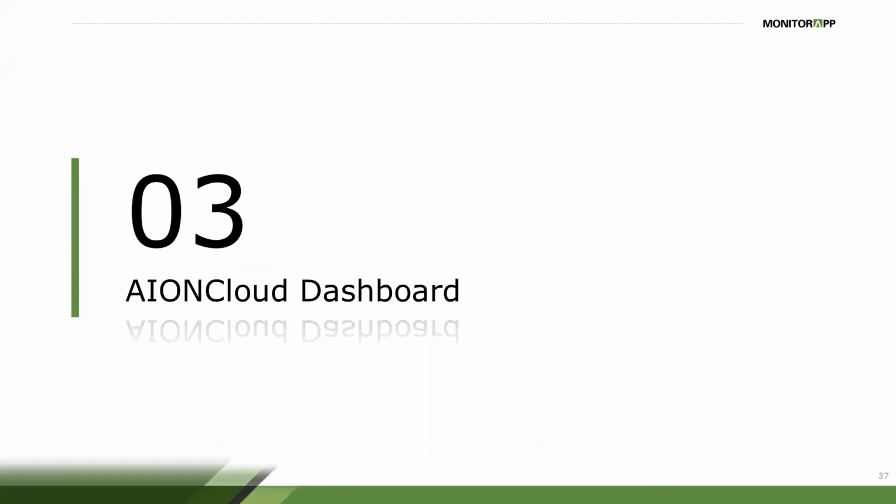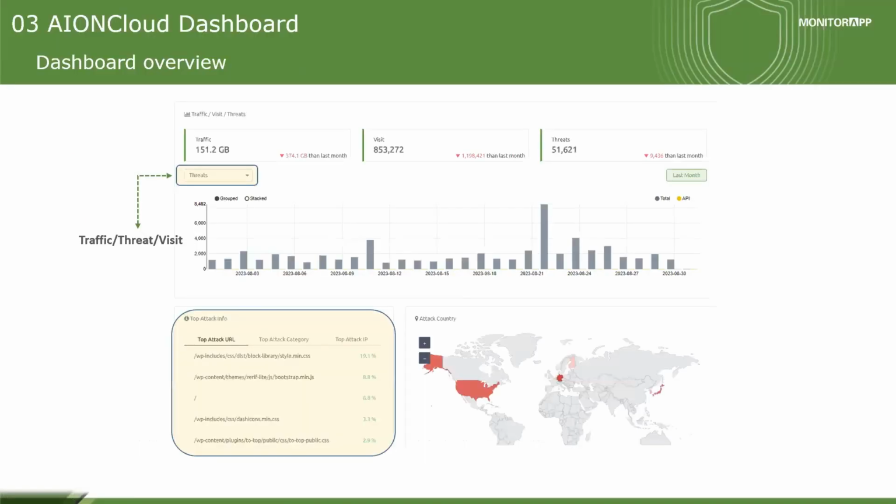Okay, next one is the Ion Cloud dashboard demonstration. Here is the screenshot of the dashboard. With the dashboard, you can see how many threats, traffic, or number of visitors, and also you can see the top attack URL, the category, and the source IP address as well.